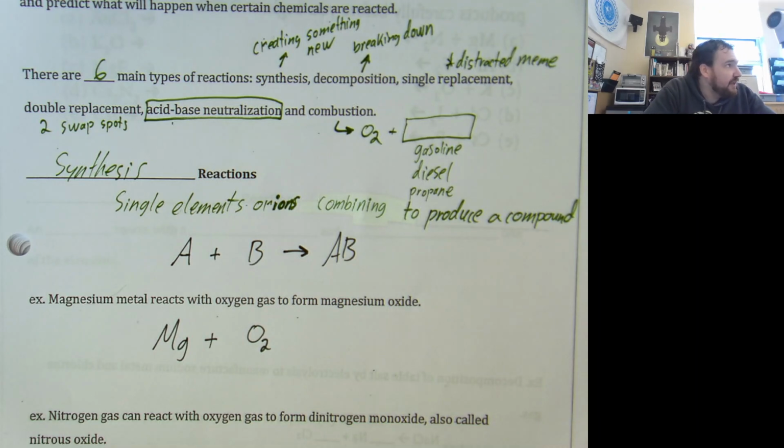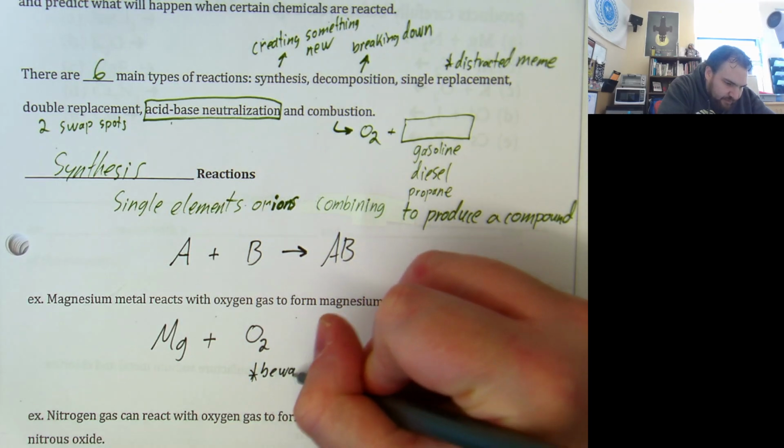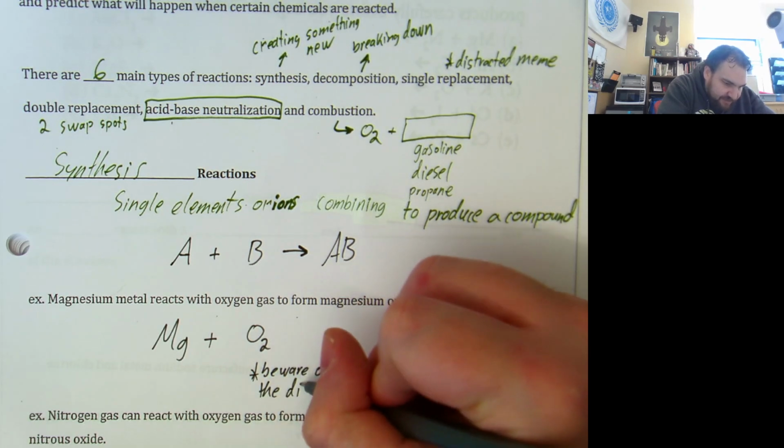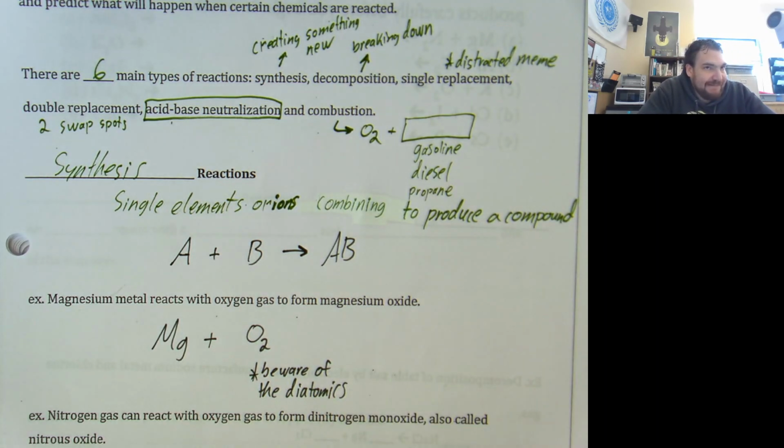If you recall, the diatomics are hydrogen, nitrogen, oxygen, fluorine, chlorine, bromine, and iodine. They make a 7 in the top right-hand corner of your periodic table, at the end of this hockey stick and puck. You need to beware of the diatomics. I'm not going to tell you which ones are which. You need to figure that out.